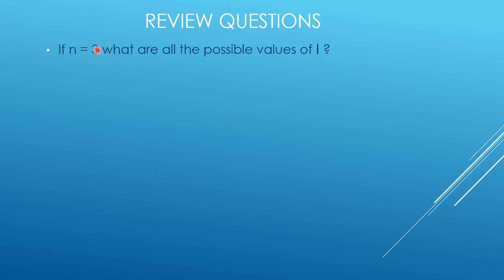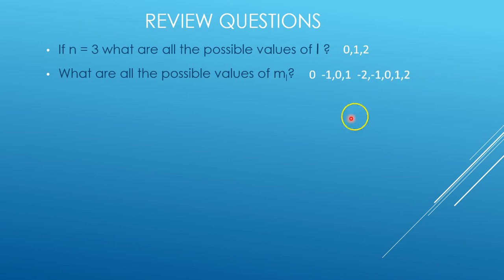If n equals 3, what are the possible values of l? 0, 1, and 2. Remember, all you need to apply here is that the possible values of l are 0 to n minus 1. So n minus 1 would be 2. What are all the possible values of ml? You have to consider each value of l. If l is 0, this is 0. If l is 1, it would be minus 1 to plus 1. And if l is 2, it would be minus 2 to plus 2, as shown over here. What are the possible values of ms? ms has only 2 possible values, plus half and minus half.